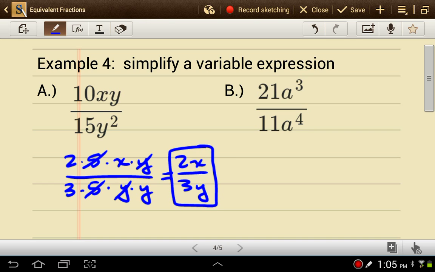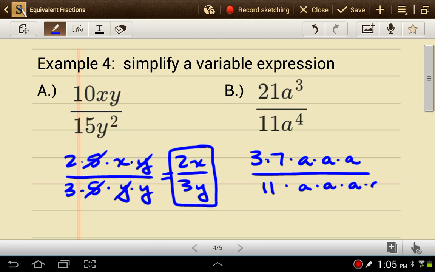2x over 3y. Okay, with example B here, I'm going to write it out as my prime factorization. So 3 times 7 times, I have 3 a's, a to the 3rd power. So I'm going to write that out, over 11 is prime, so that's just 11 times a times a times a times a. Okay, look at my numbers. I have nothing to cross cancel out. 3 does not divide with anything, 7 doesn't divide with anything, the 11 doesn't divide with anything. But the a's do. This a crosses off with that a, and that a crosses off with that a.